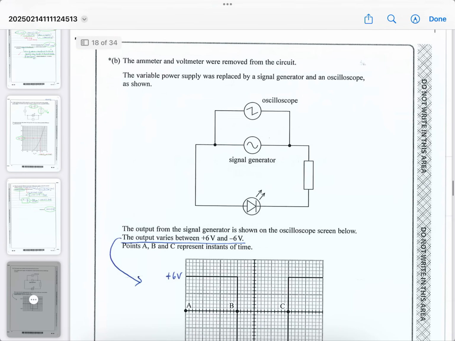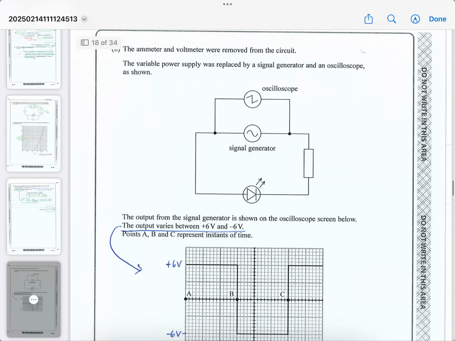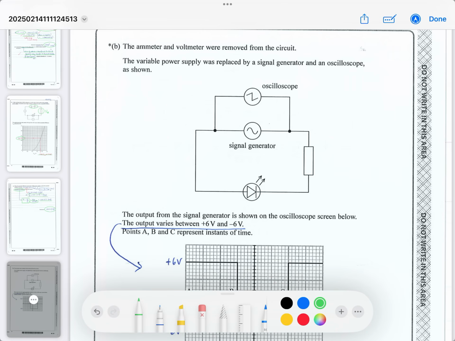Part B then says the ammeter and voltmeter were removed from the circuit, and the variable power supply was replaced with a signal generator and an oscilloscope. So the signal generator, as you can see, is providing an alternating current, a sinusoidal variation of voltage, or some kind of... what we see in the graph is actually a square wave.